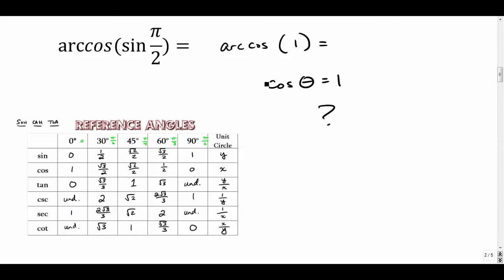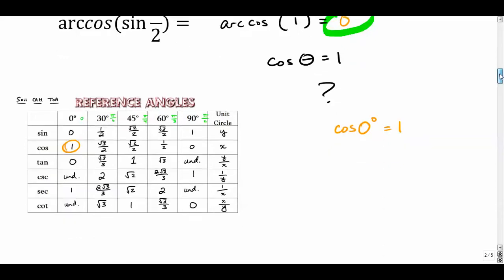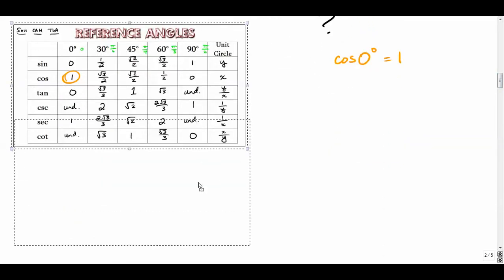That's the question. Whenever you see arc cosine, that's inverse cosine, and that answer is going to be an angle. It's asking what angle has a cosine of 1? And that answer, of course, is right here: the cosine of 0 degrees. The cosine of 0 degrees is 1. So your final answer would be 0 degrees. Let me write that up here. 0 degrees. Moving on.